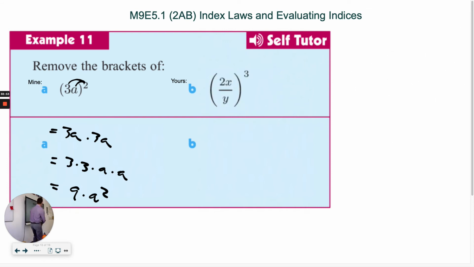All right. You try that one. When in doubt, write it out.